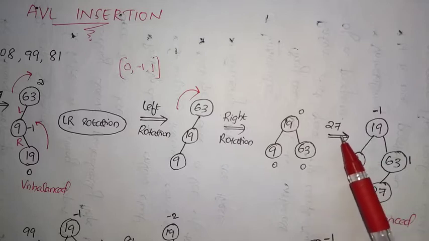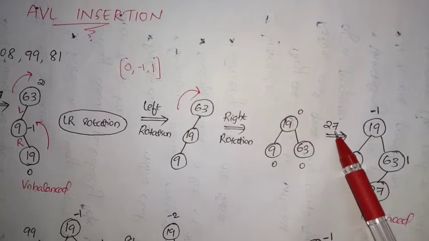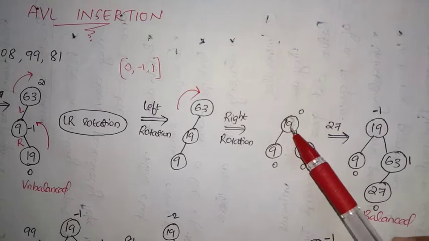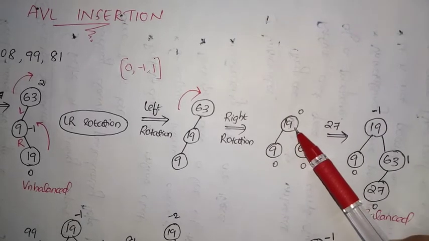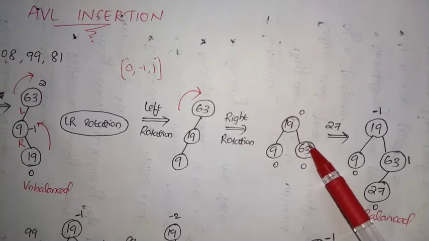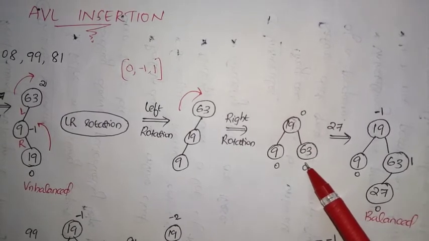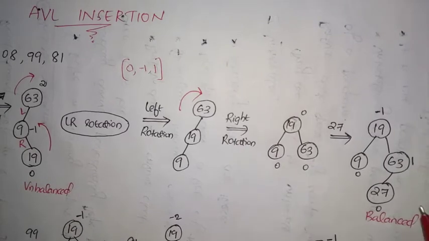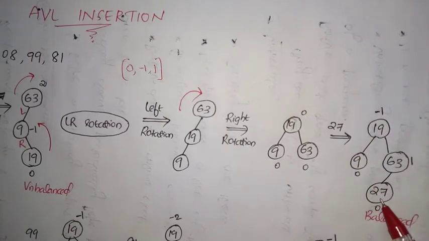Next we need to insert the element 27. 27 is actually greater than 19, so 27 comes to the right of 19. Then again 27 is lesser than 63, so it comes to the left of 63. So this is how our insertion takes place.